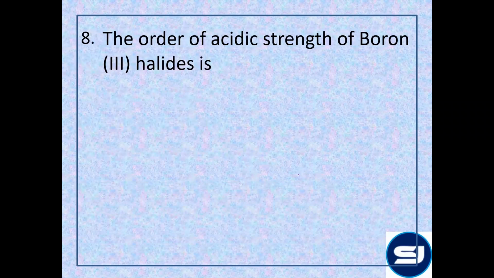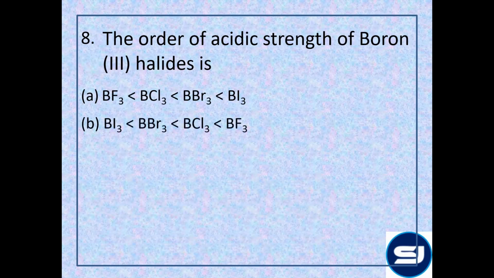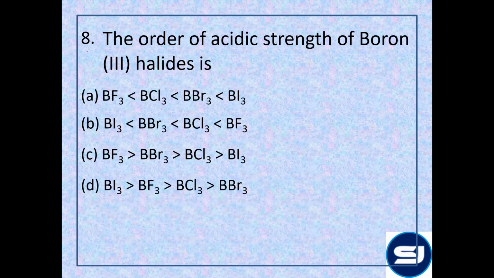The order of acidic strength of boron 3 halides is. बोरॉन के हैलाइड्स का एसिडिक स्ट्रेंथ इज फॉलोइंग व्हिच ऑर्डर? वेरी इंपॉर्टेंट क्वेश्चन. Should be known. First option. And what was the main reason behind that? The back bonding amount is lesser as you go down the group.